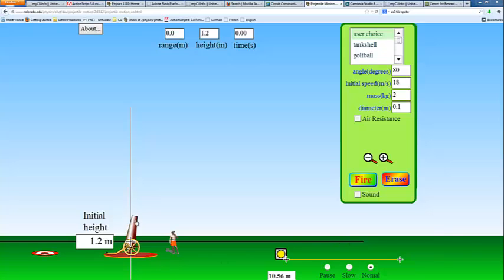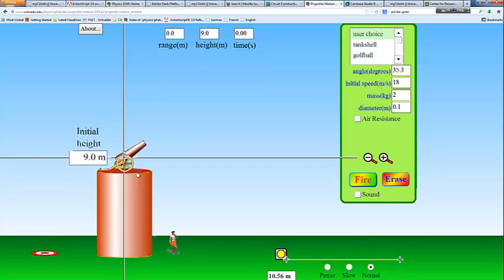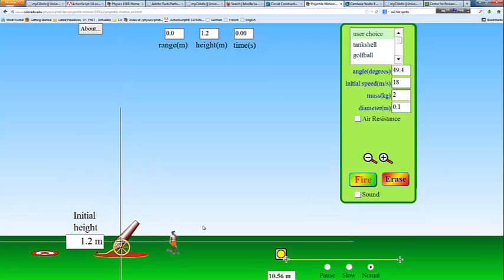In this simulation, we have a cannon, and I can set the initial angle of the cannon. I can also set the initial speed of the projectile. I can also set the elevation and X position of the cannon. Let me show you a couple of things I use this simulation for during lecture.